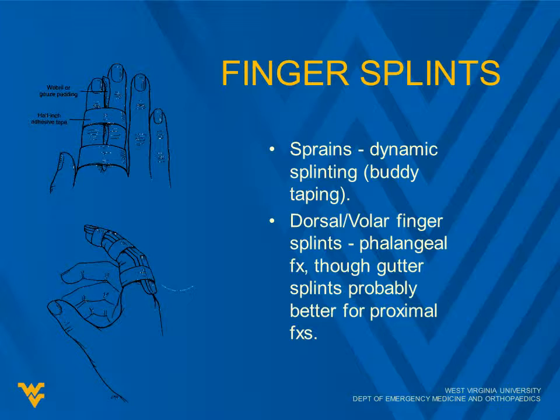They do make different lengths, but most emergency departments don't stock the different lengths, they'll just stock the one long length. For sprains, dynamic splinting or buddy taping, but for actual fractures, many times you want to go ahead and do a splint of some type as opposed to buddy taping.